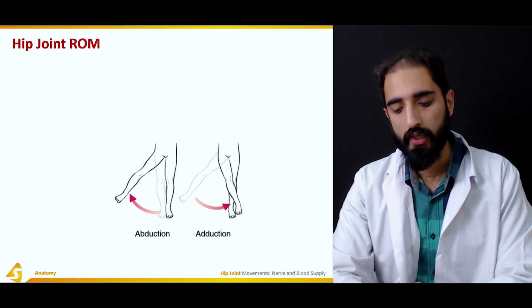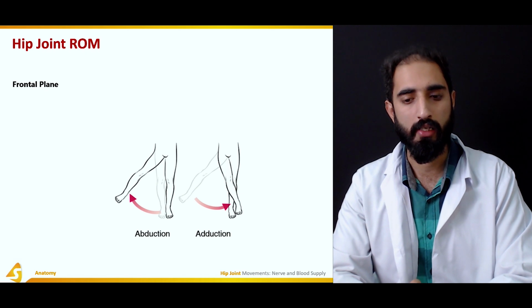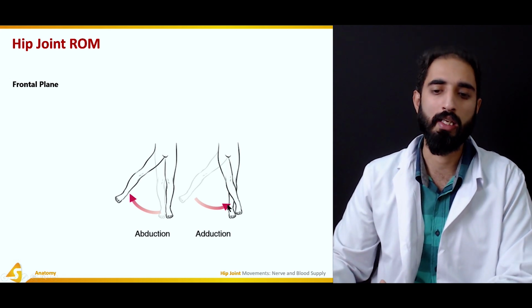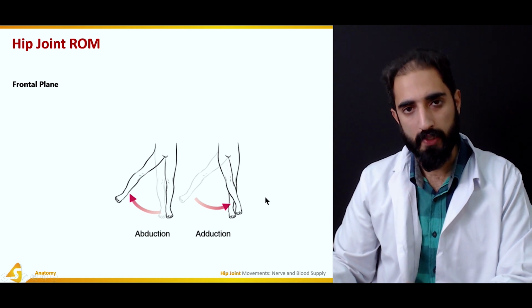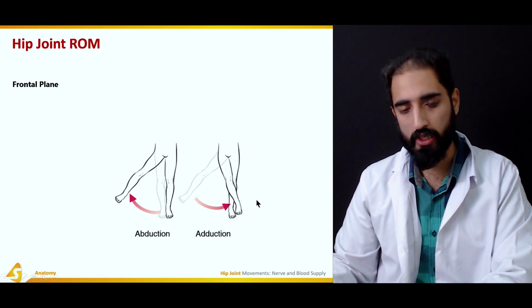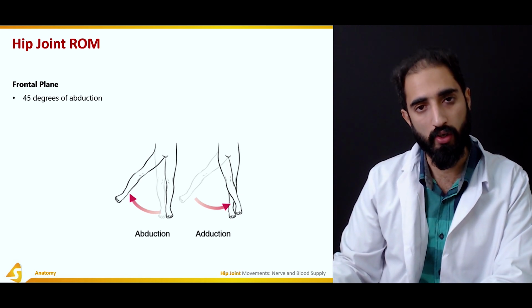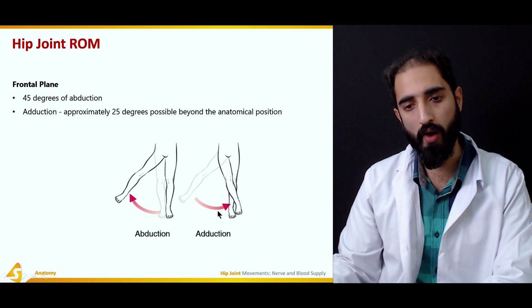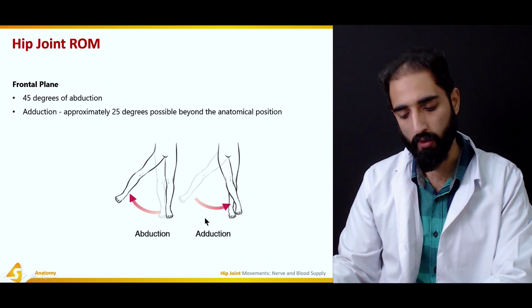Now, talking about the movement in the frontal plane, we have 2 movements, which are known as abduction and adduction. So if we are standing in the neutral state and we move our legs outwards, that is known as abduction, as we can see in this picture. And if we move our leg past the central line, then that is known as adduction. So there is 45 degrees of abduction range of motion, and adduction is 25 degrees past the neutral position, as we are standing in the anatomical position.